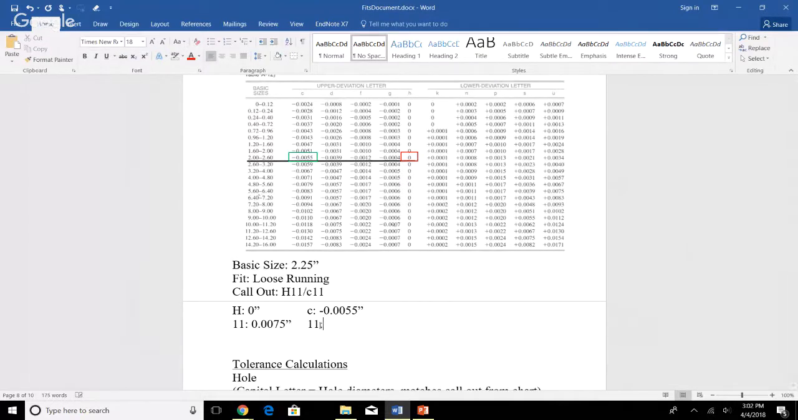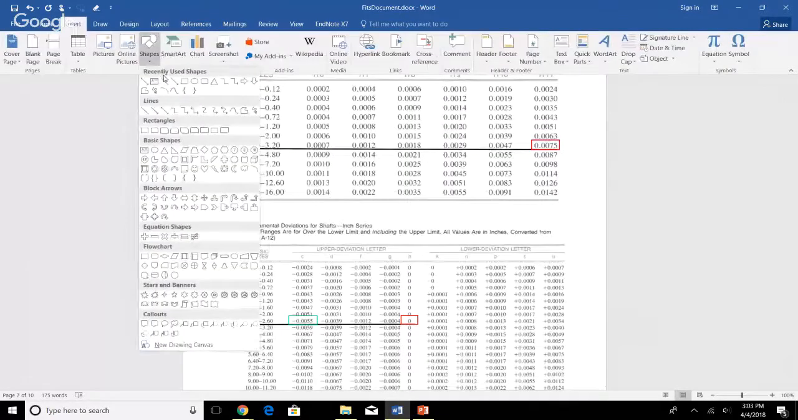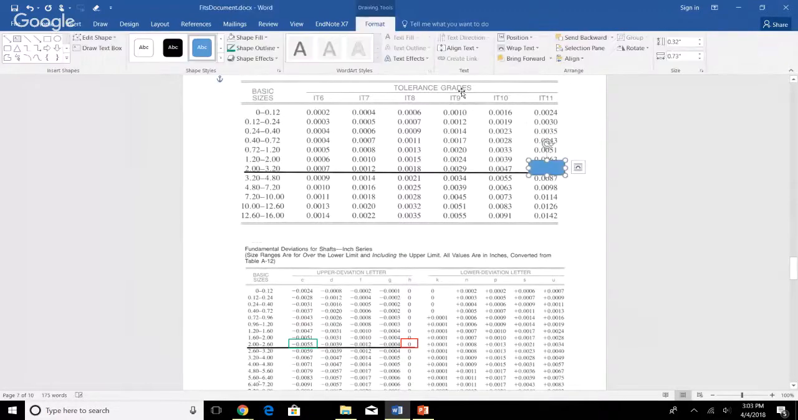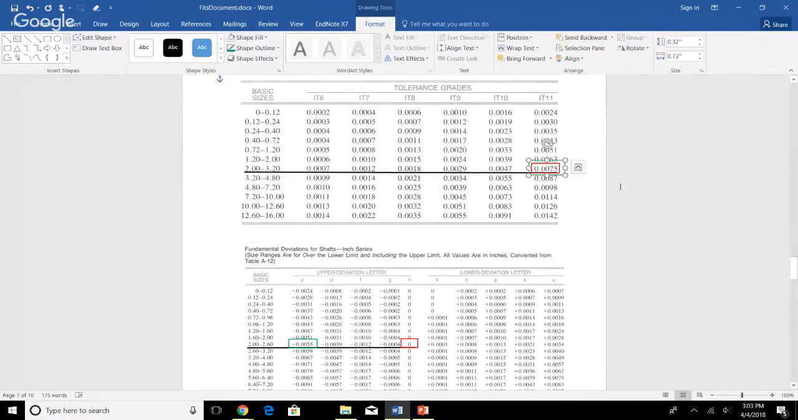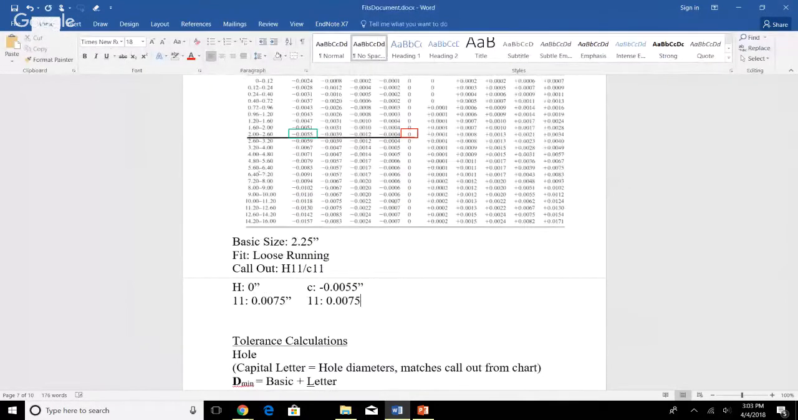Then we have our 11, that's C11 again. That is the same number as before. From our tolerance grades, that IT11 basic size shown over here in our row, and we'll highlight that again as well, except this time we'll make it green just to be consistent, and that is 0.0075 inches. Okay, so now we have our basic size, our fit, and our callout all defined with numerical values.